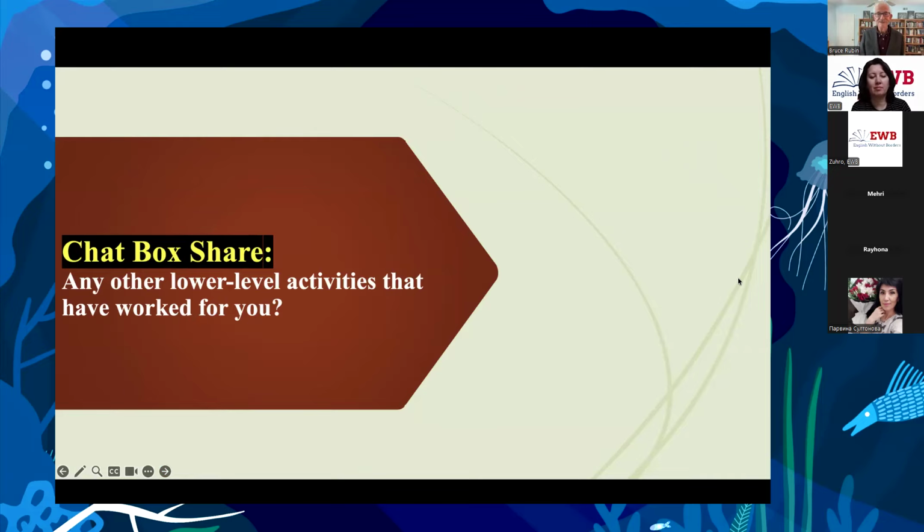Bingo. You can adapt bingo to many things, and I even have a bingo suggestion coming up for you. Matching, yes, good. Yeah, these are what we call tried and true, meaning we all do them and we know they're effective, a good way to involve beginning learners.